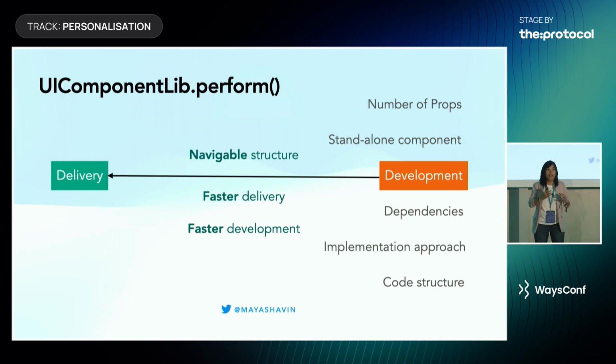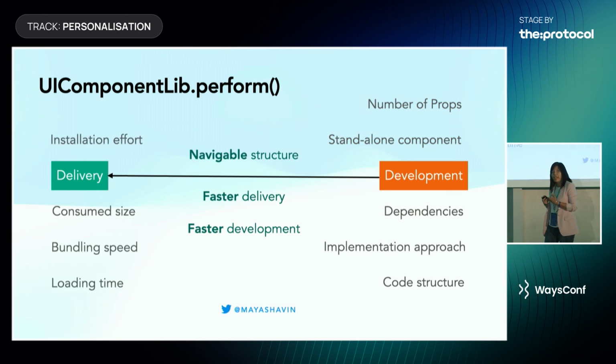And this affects everything. And once your component library has been shipped or delivered to the end user, then what you can do to control performance at this point is more about installation, consume side, bundle speed, and loading them. This is affecting directly the performance of your user application. And these two aspects are actually what will form a good component library.